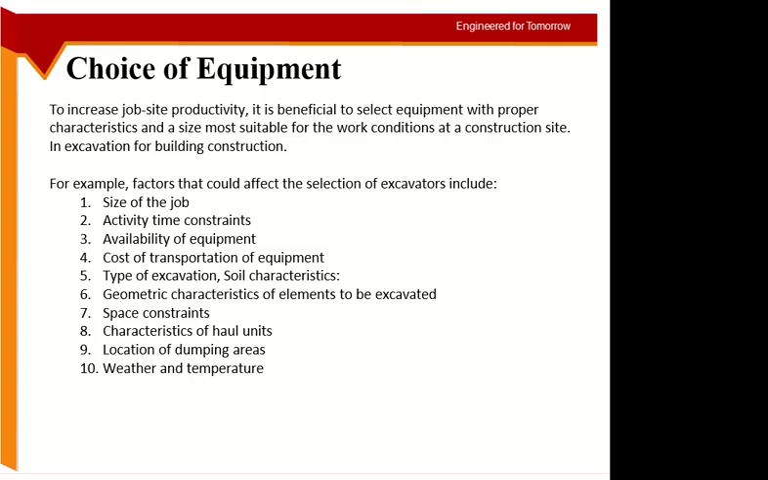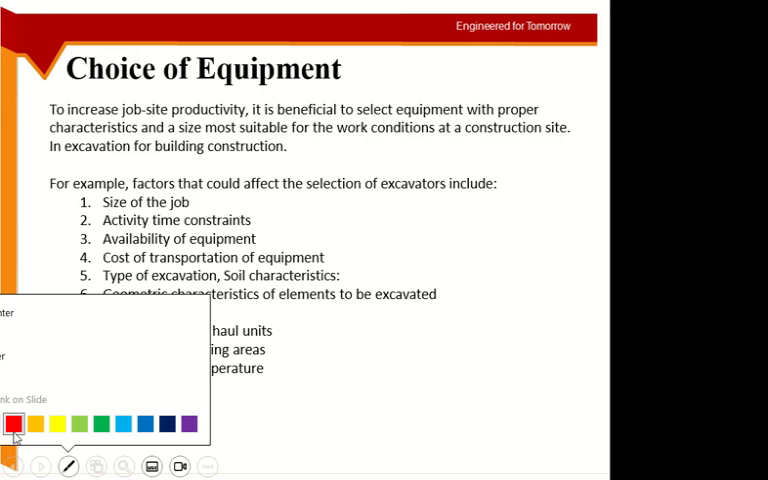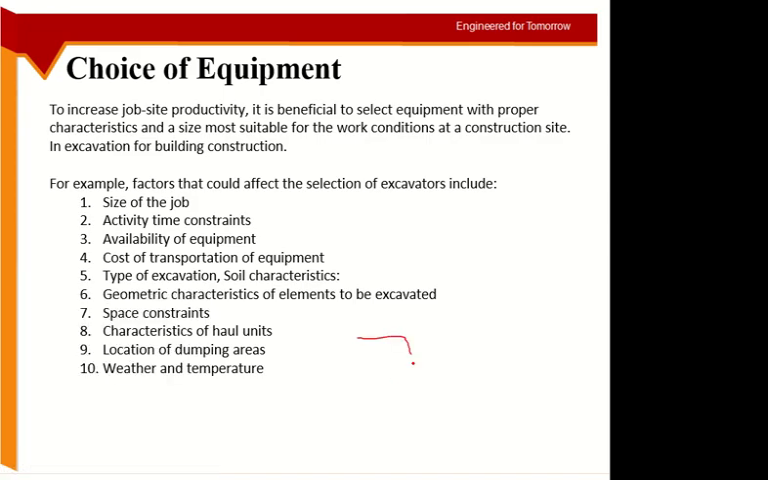Geometric characteristics of the elements, basically the size and the orientation of the site. Is it a square type of site or is it an irregular shape? So for example, if I have a site like this, it's easier to excavate. But if I have a site like this, then your choice can differ. You may want to do it half manually in this case. So we are talking about the orientation of the site.